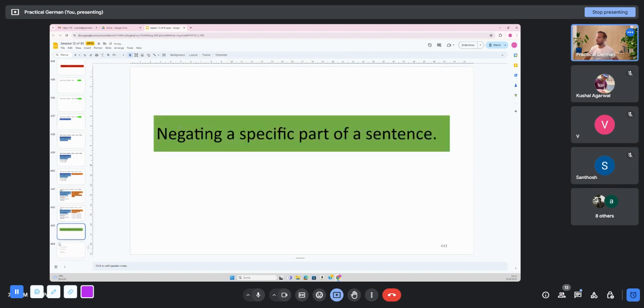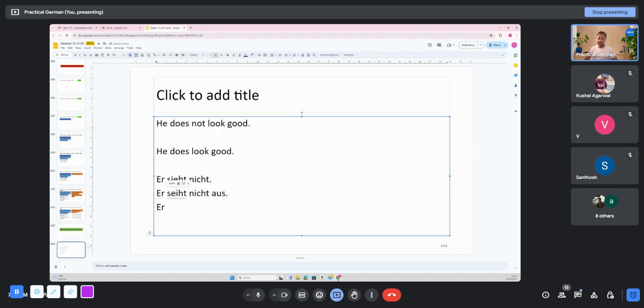There is a spelling mistake. Your answer was correct. I'm just trying to make it clear for everyone. Er sieht gut aus. Now, where do you place nicht? You can place nicht over here, you can also place nicht over here. So you can say er sieht nicht gut aus or er sieht gut nicht aus. Both are fine. But better is to place it over here because you are negating a specific part of a sentence. You are saying he does not look good. You're commenting on looks.